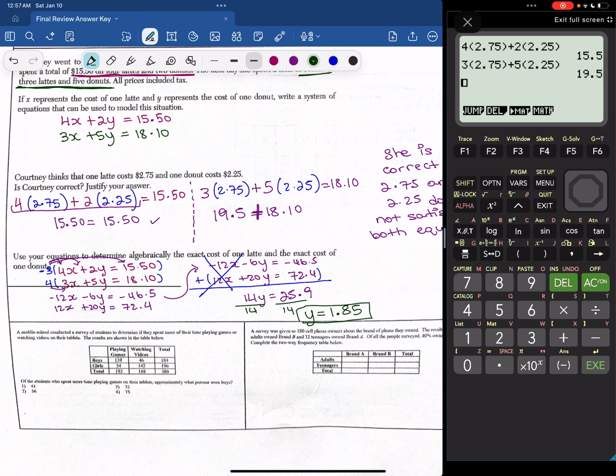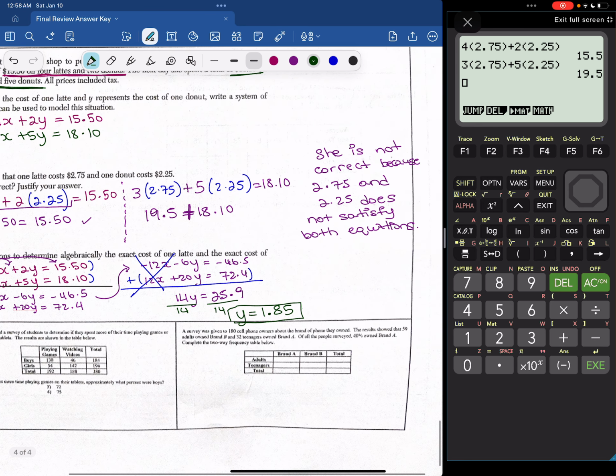Now we need to go back and solve for x. So we know what y is. We're going to pick one of our original equations. So we can just go with the first one right here. 4x plus 2y is equal to 15.50. I'm just going to write it on the side again over here. So 4x plus 2, and we're going to substitute 1.85 for y. And that's equal to 15.50.